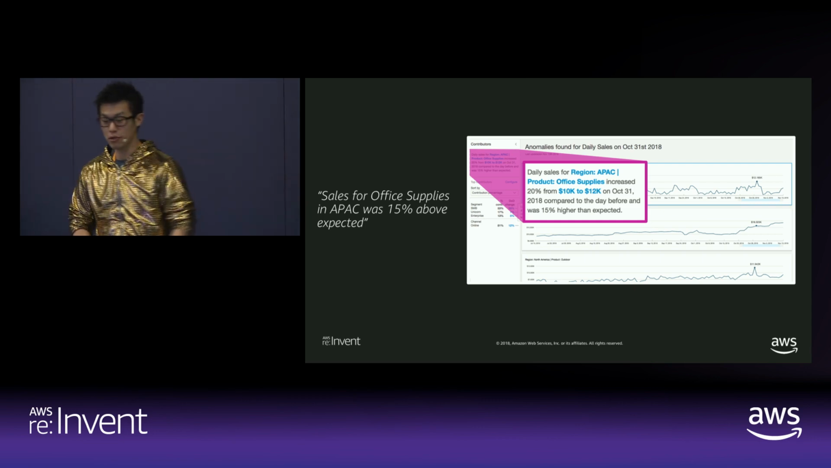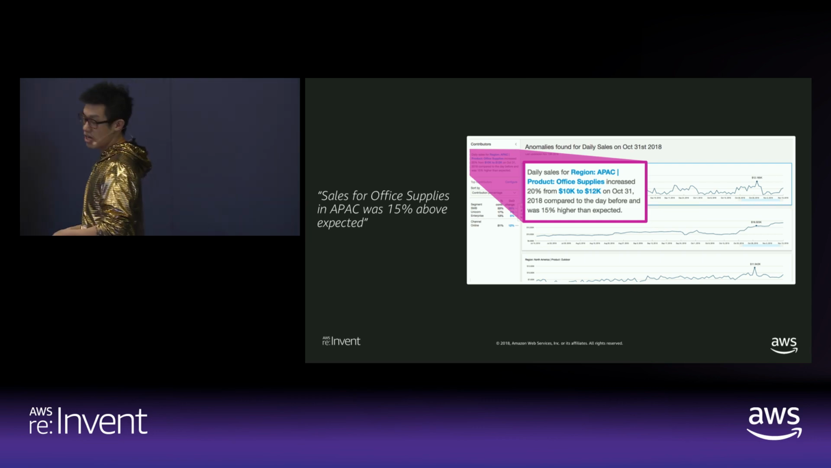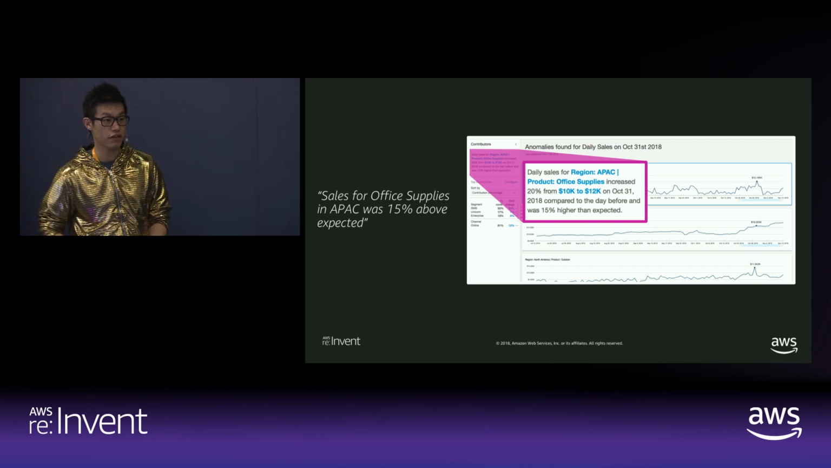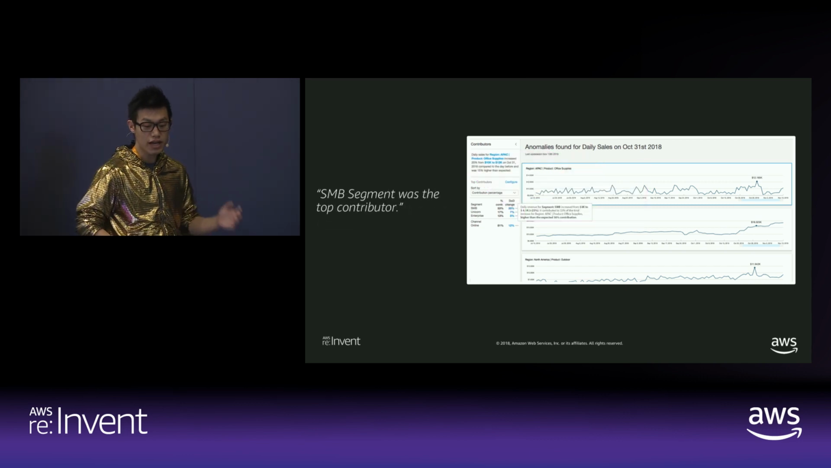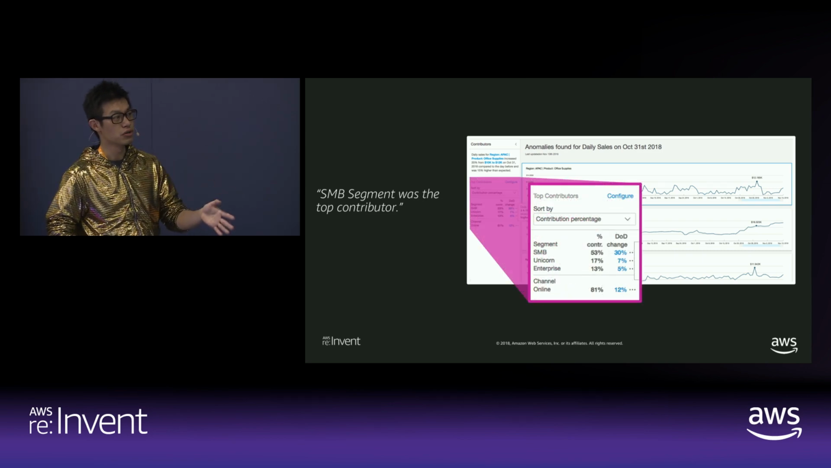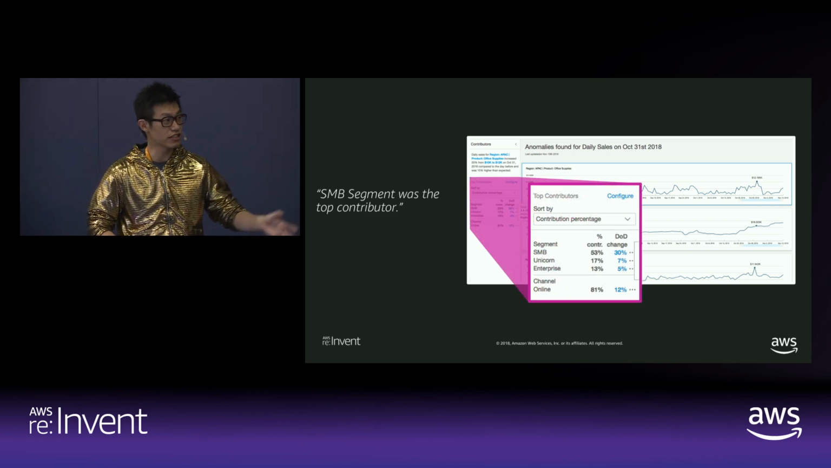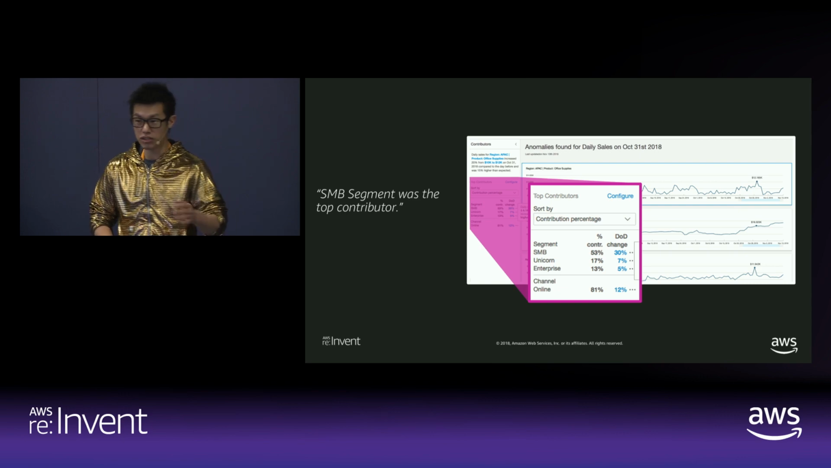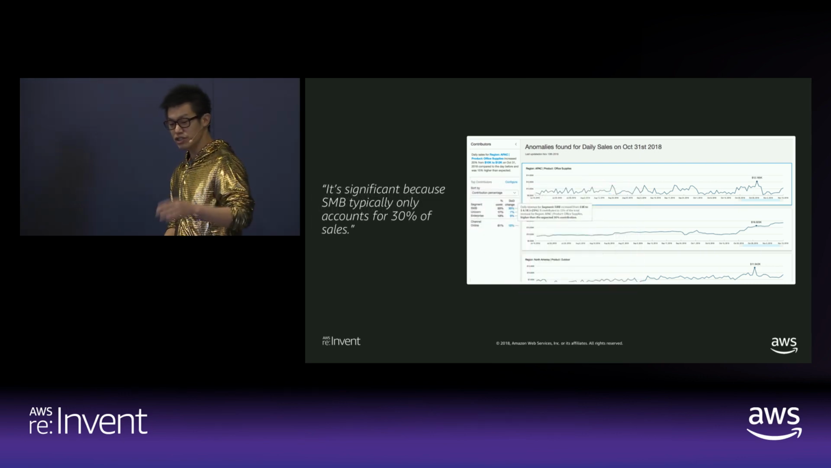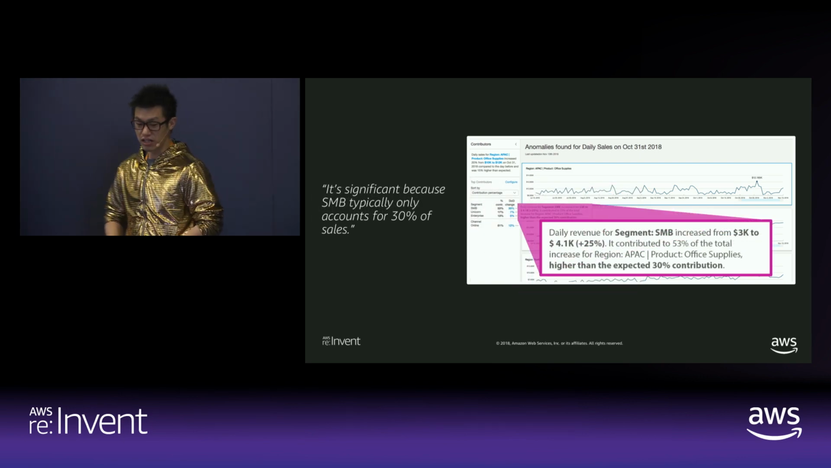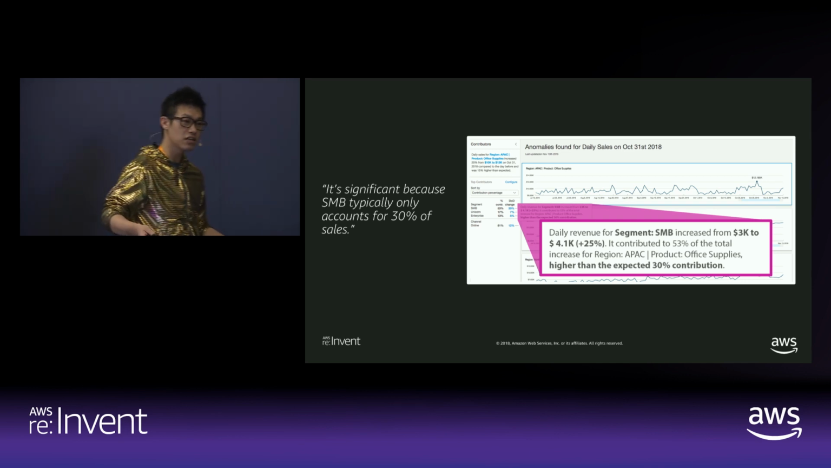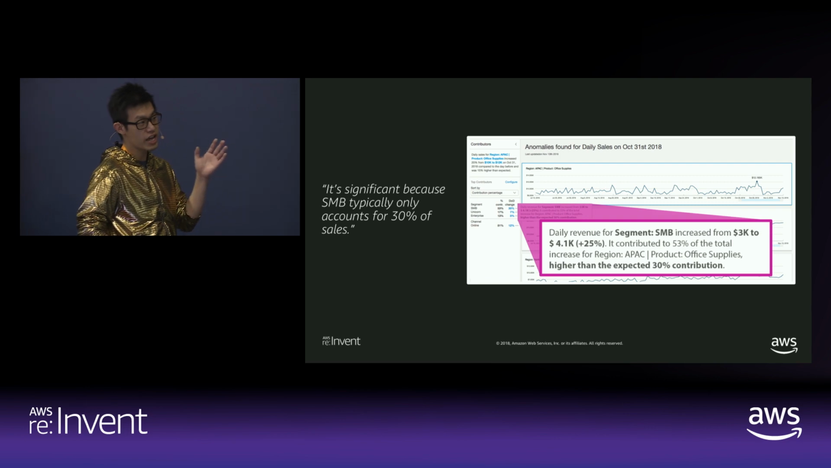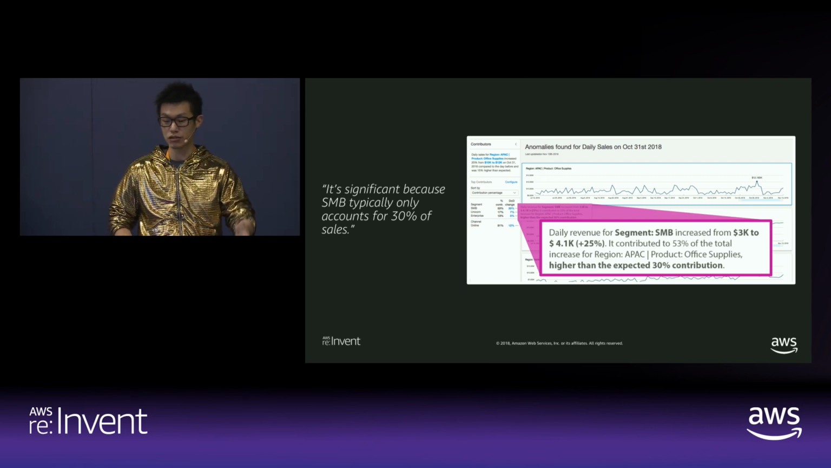In this example, you'll see that sales for office supplies in Asia Pacific increased more than 15% above the expected. We'll tell you what contributed most to that anomaly. In this case, the SMB customer segment was the top contributor, and we'll also tell you why that is significant. Because SMB typically contributes to only 30% of total sales, but we saw that, hey, that increased to 58%. That is really, really significant.